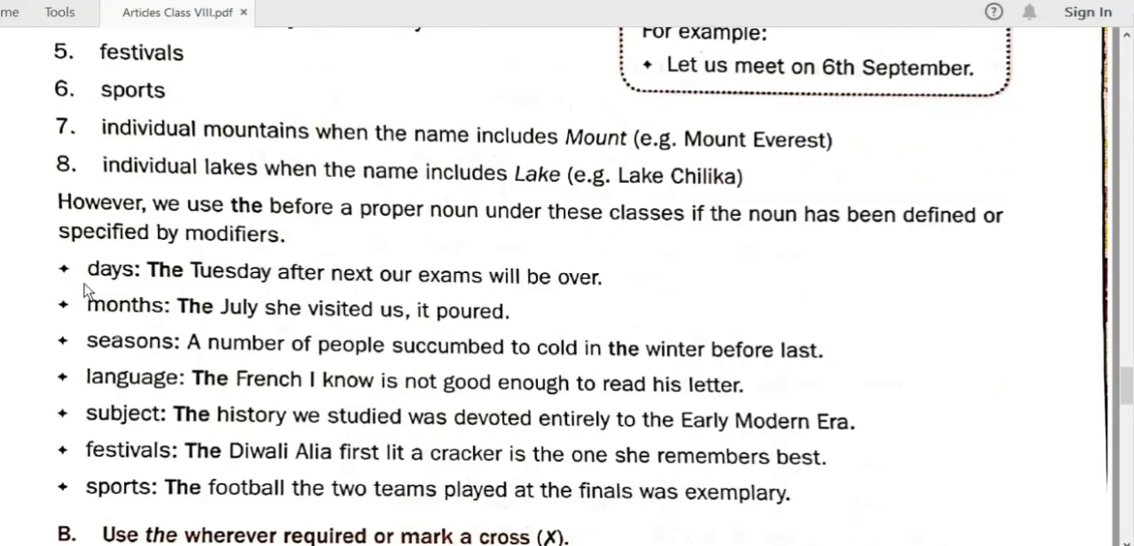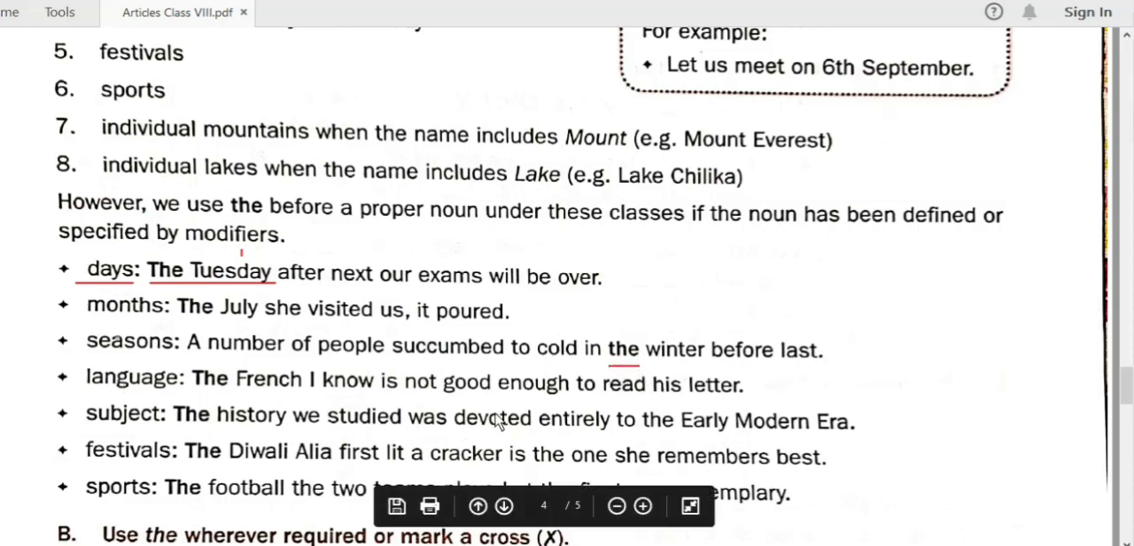Specified by a modifier. For example, given days: The Tuesday after next, our exams will be over. The Tuesday here denotes a particular specified Tuesday. Months: The July she visited us, it poured. Seasons: A number of the people came down with a cold in the winter before last.